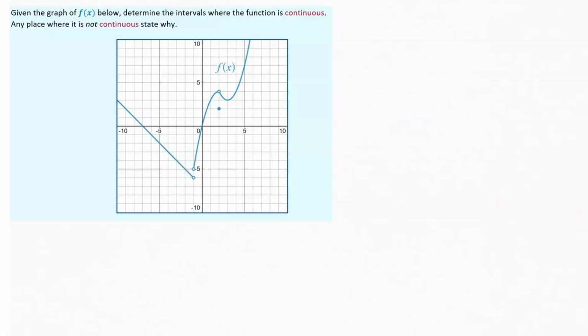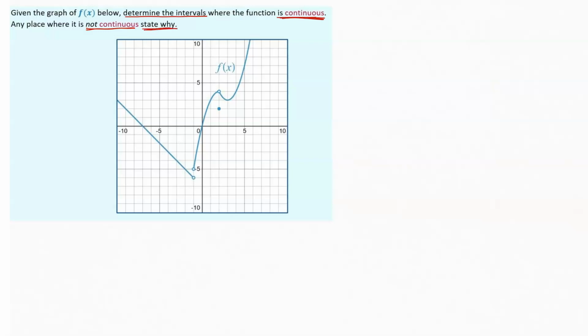In this example, we're given a graph to work with, and we're asked to determine a couple of things about the function given that graph. First off, they want us to determine the intervals where the function is continuous. So where is the graph continuous? But then they also want to know any place that it's not continuous, they want us to tell them why it is not continuous at those places.